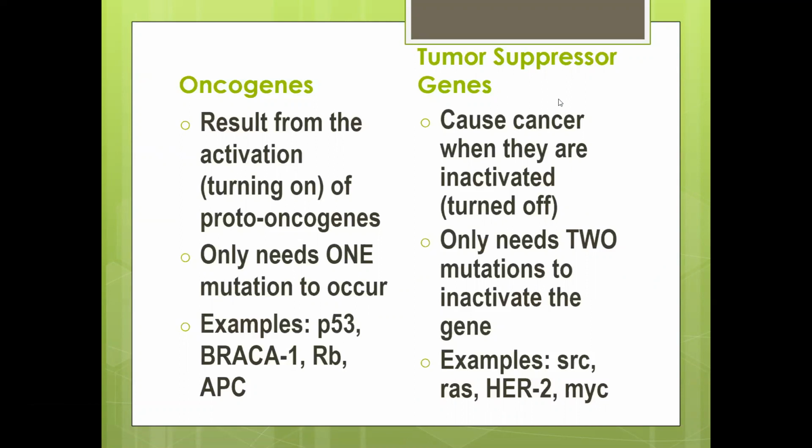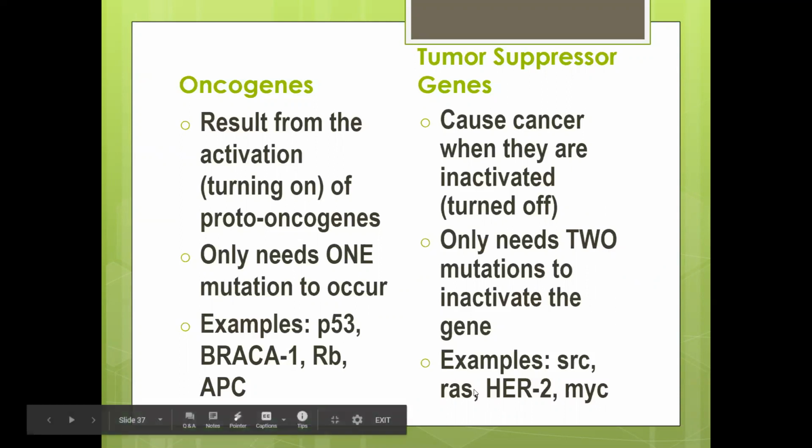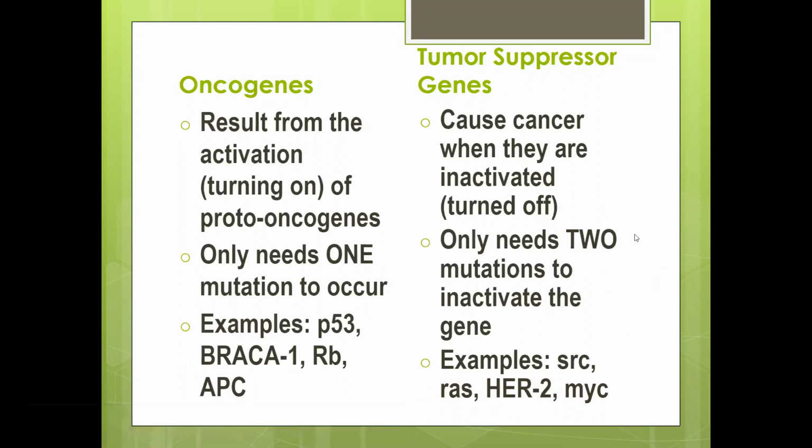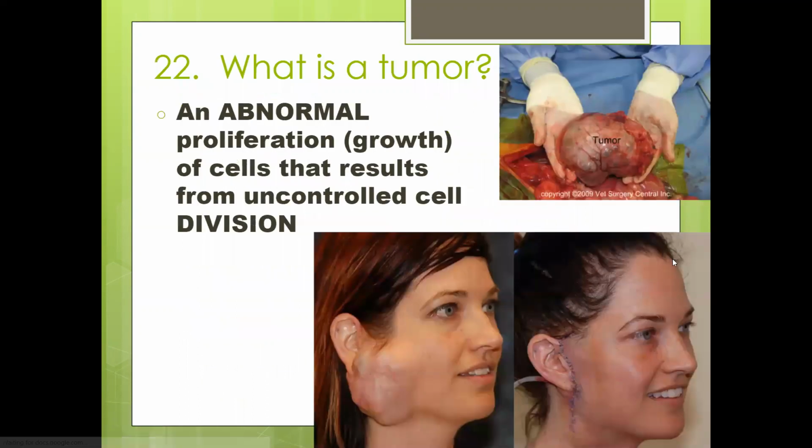But tumor suppressor genes, on the other hand, they cause cancer when they are inactivated or turned off. These need two mutations to inactivate that gene. So SRC, RAS, HER2, MYC, those are all examples of tumor suppressor genes.